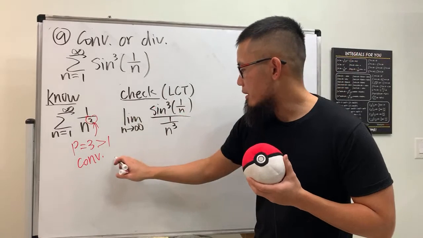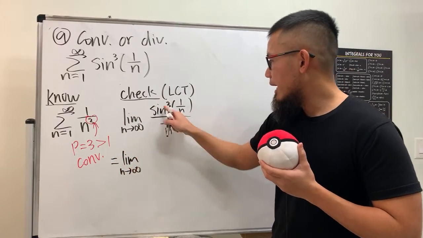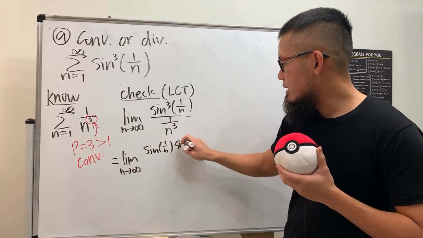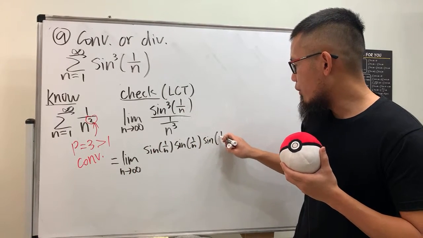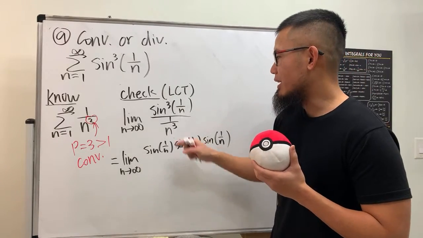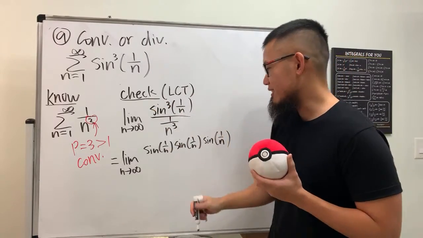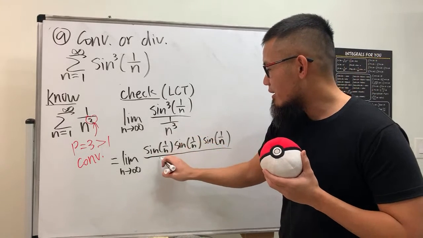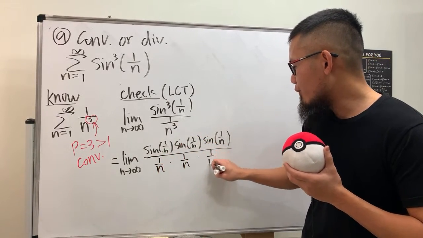Well, what does that mean? This is still the limit as n goes to infinity. And here we have sine of 1 over n times sine of 1 over n, and then times sine of 1 over n. Truth be told, you don't really have to do that. You can just put this to the third power. That's fine because the third power is finite. But anyway, just to make things super clear, this is 1 over n times 1 over n times 1 over n.